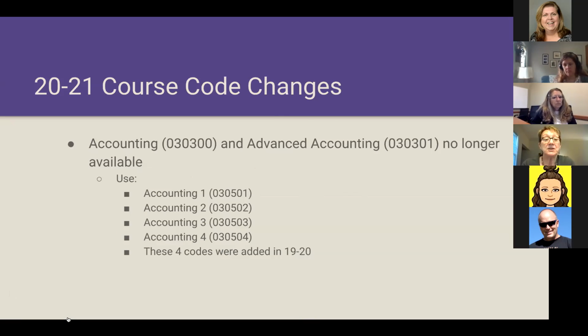Course code changes. These two accounting courses, accounting and advanced accounting, are no longer available. They were available along with these other 4 codes for 1920. For 2021, there will only be the accounting 1, 2, 3, and 4.